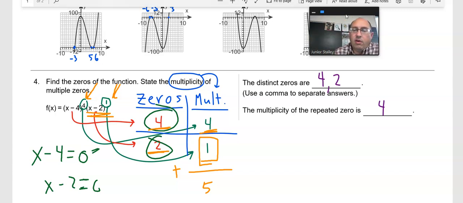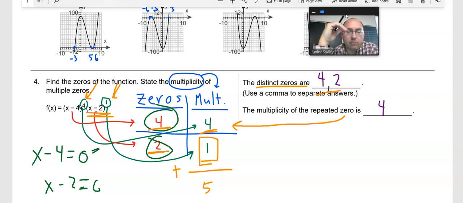Okay, on number 4, it says the distinct zeros are, and then we have 4 and 2. The multiplicity of the repeated 0. Well, only one of those is repeated. The repeated 0 is in that row right there, the 4. 4 is a repeated 0, right? X minus 4. And the multiplicity of that 0 is the exponent, which is positive 4.